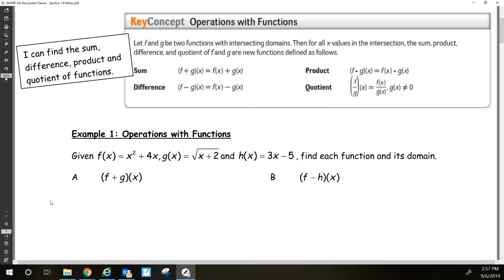Welcome to section 1.6. We have two things to talk about in 1.6. One is operations of functions. The other one is composition of functions. So to start us off, we've got operations of functions.